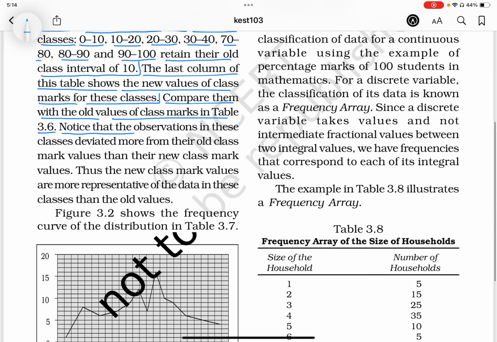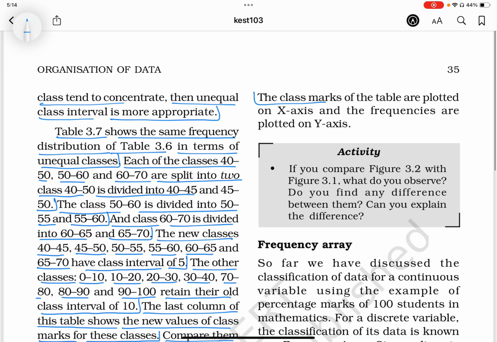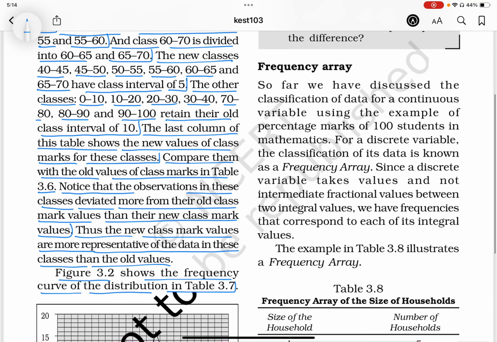Notice that the observations in these classes deviated more from their old class mark values than their new class mark values. Thus, the new class mark values are more representative of data in these classes than the old values. Figure 3.2 shows the frequency curve of the distribution in table 3.7. The class marks of the table are plotted on the x-axis and the frequencies are plotted on the y-axis.